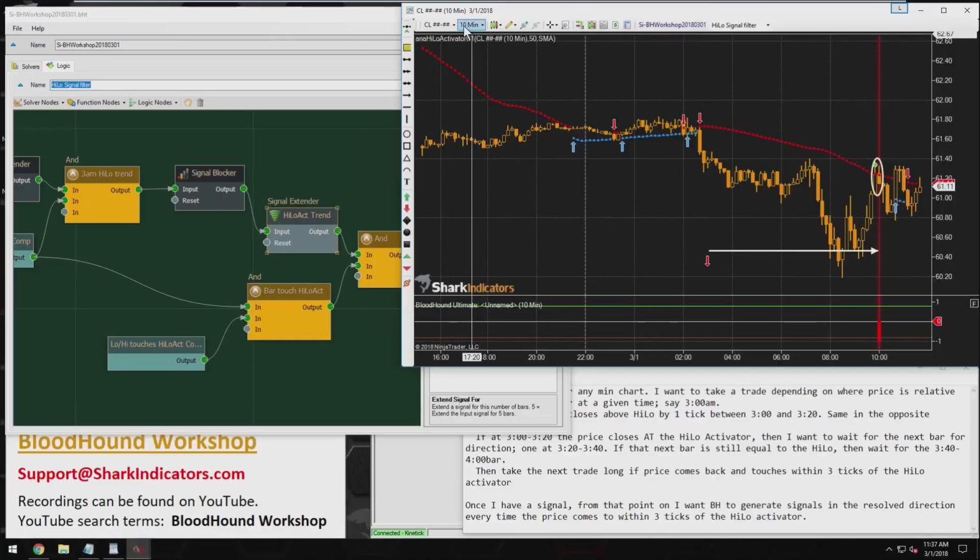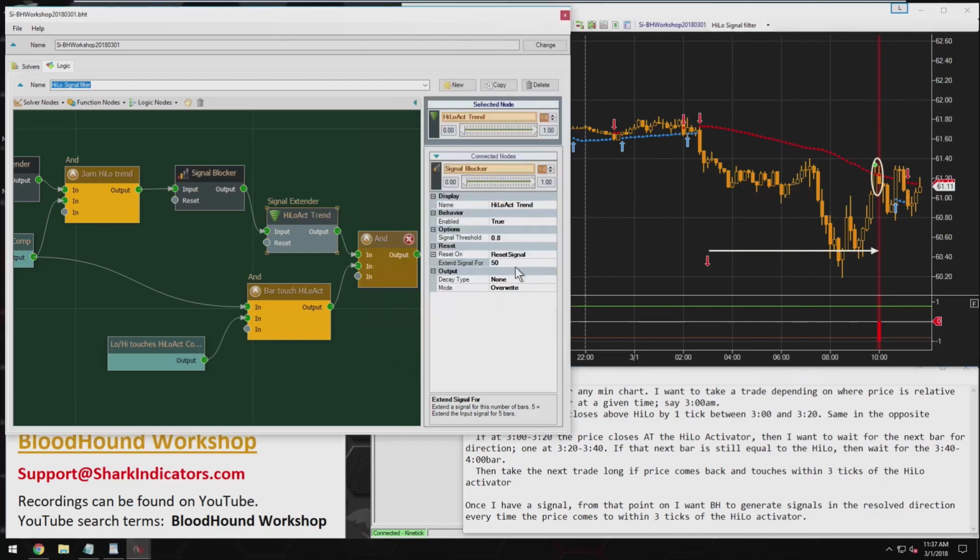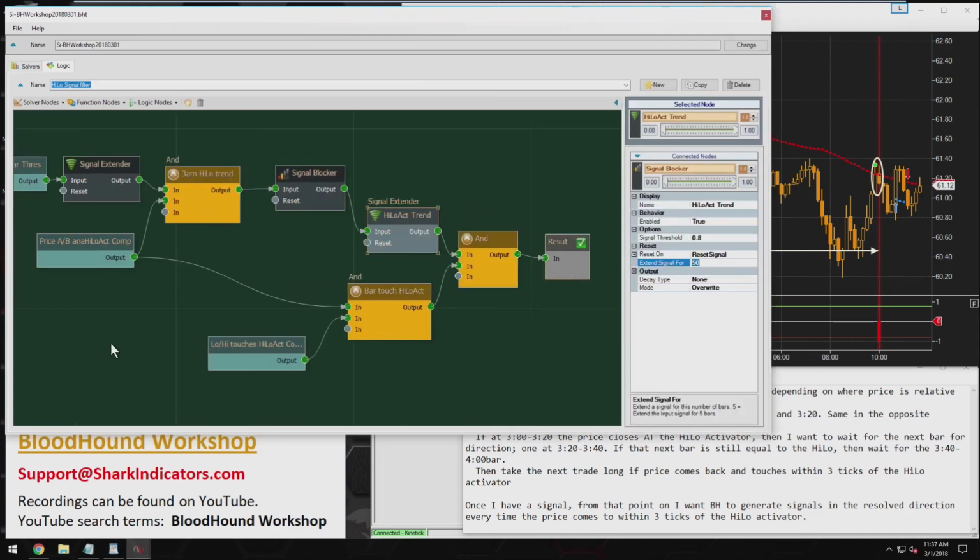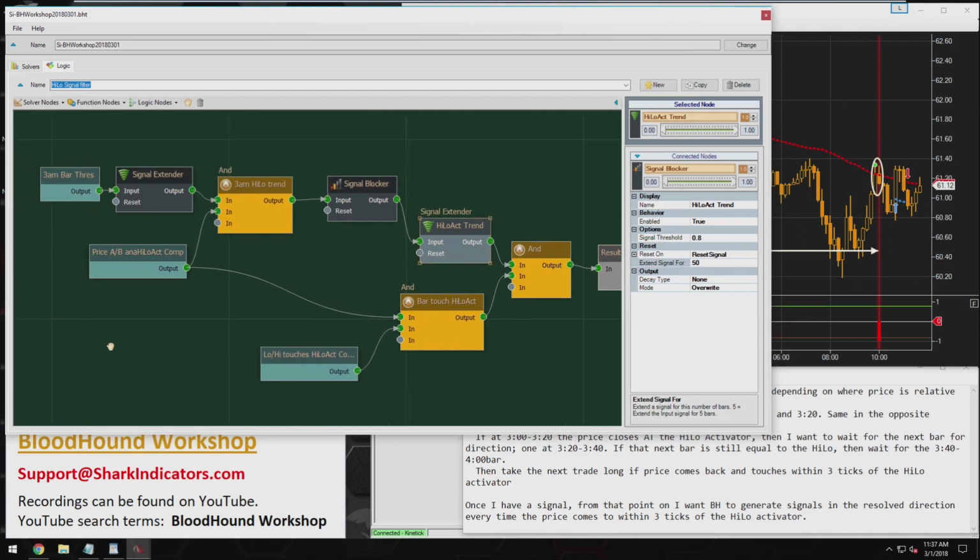If you're using a 20-minute chart, then there's definitely a lot less bars in the day. So 50 may be enough. Maybe it's too much. But that's one of the numbers that you'll want to pay attention to and adjust. Let's see one of the other numbers. Yeah, so remember, going back here.